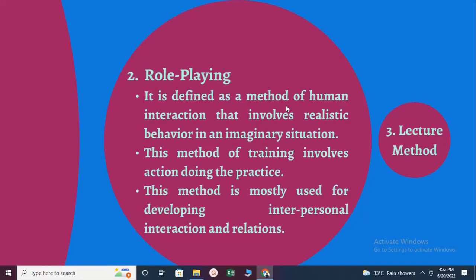For example, a manager's task. A person is assigned, you have to act as a manager. This is called role play. As a manager, how will he react to the particular situation in the present scenario? What decisions will be taken? Everything will be done through this role playing method of training.